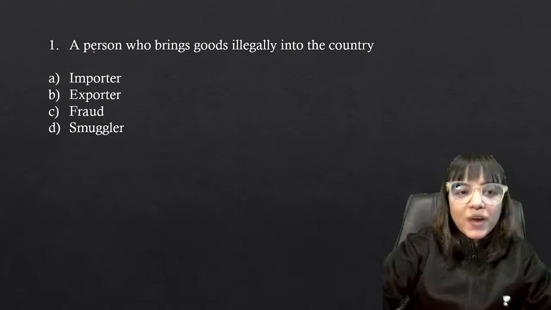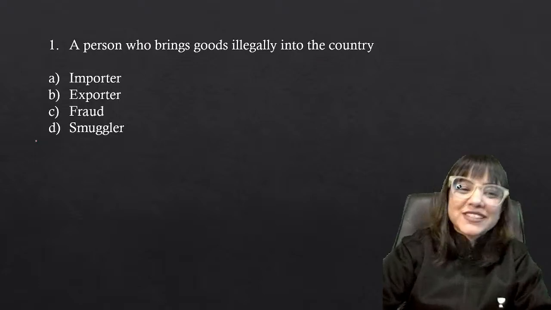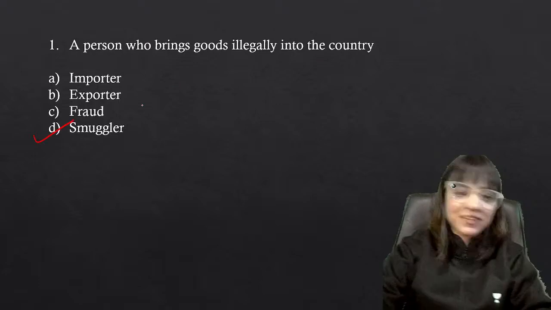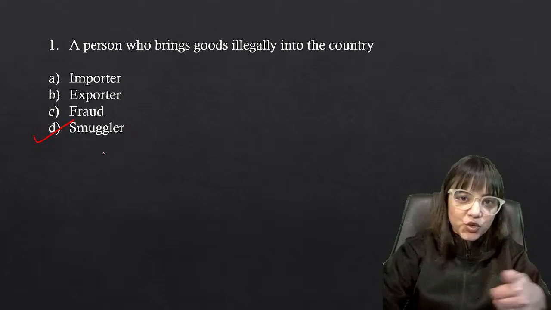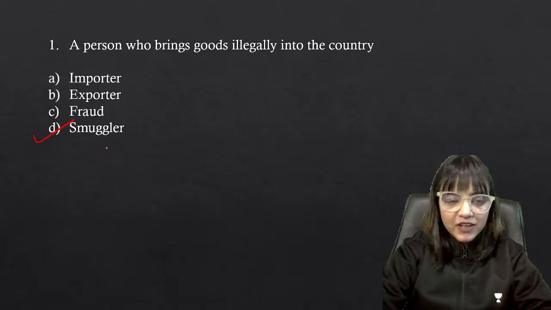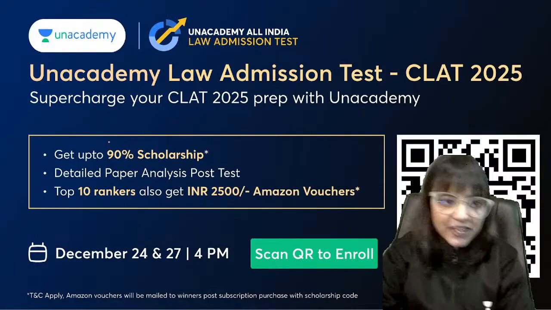Yes, this one is quite simple. A person who brings goods illegally into the country is called a smuggler, not an importer, not an exporter, not a fraud. The person is called a smuggler. He smuggles goods from other countries, that means he brings goods illegally into the country. Moving on to the second question.